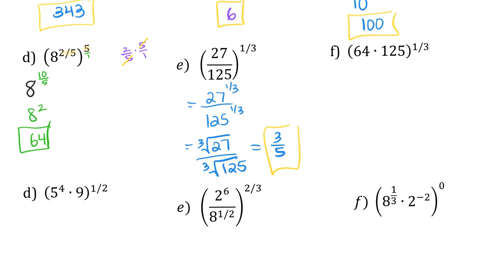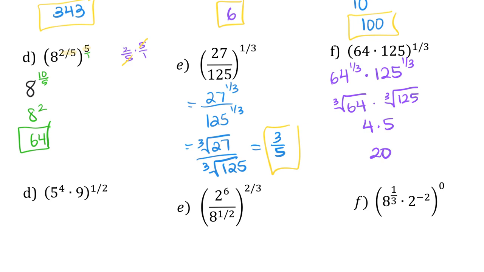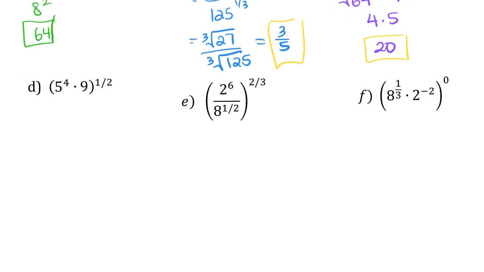Okay, F. Let's see. I could multiply these together, but I'm going to get a ginormous number. So let me distribute the 1/3. So 64 to the 1/3, 25 to the 1/3, and that's an exponent. Since it's a fraction, it's a 3rd root. So what is that? 4 times 5, 20. And we're just trying to make these easier to evaluate. There could be more than one way.